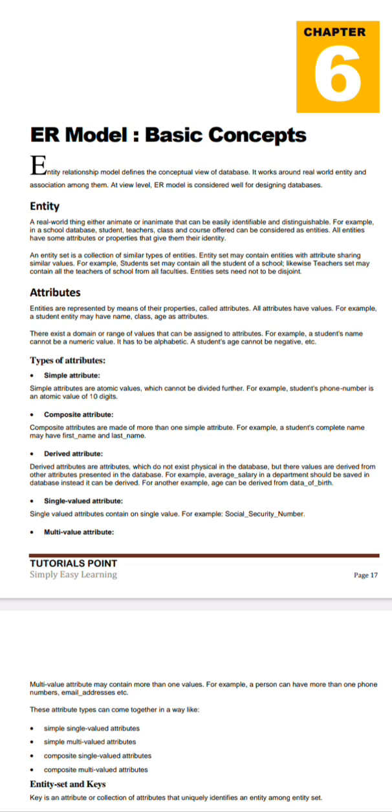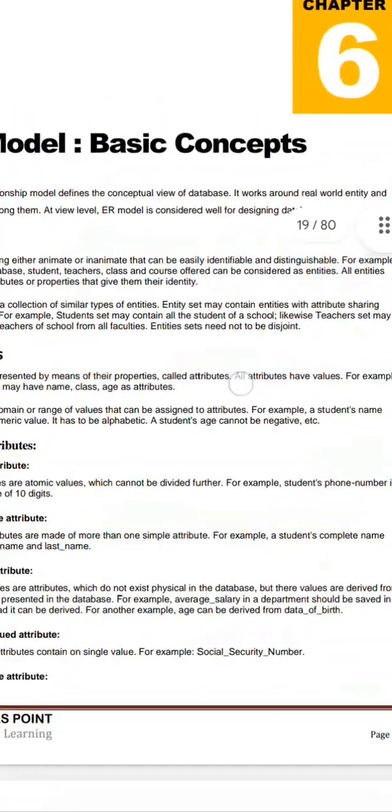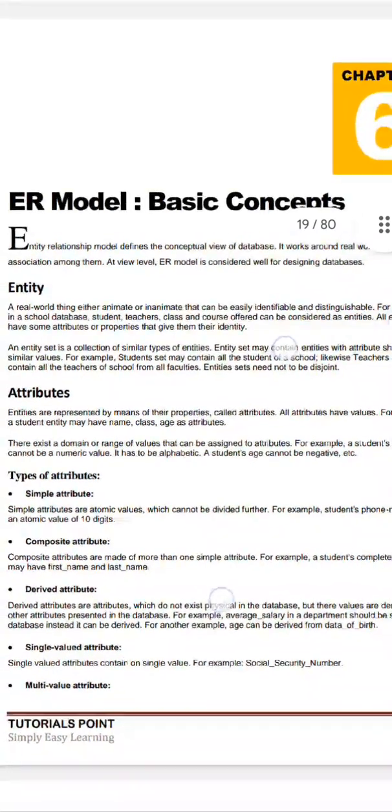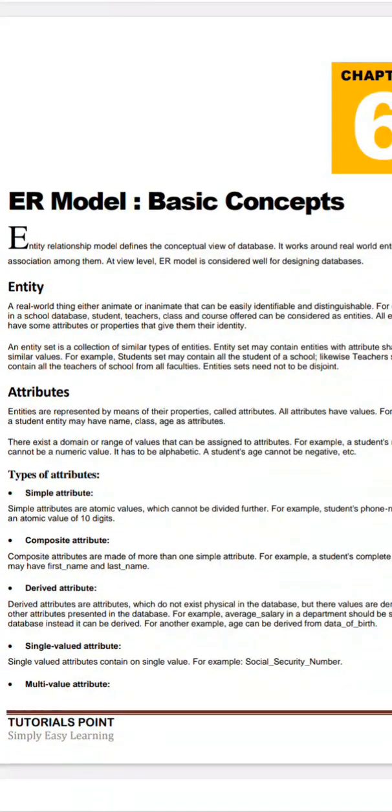Like when we will discuss about the record of student, we have certain requirements. We want to know about the phone number, name, parents name, and location of student. These are entities. Like in a school database, students, teacher, class, and courses offered can be considered as entity. All entities have some attributes. Entities are further divided into attributes or properties that give them their identity.